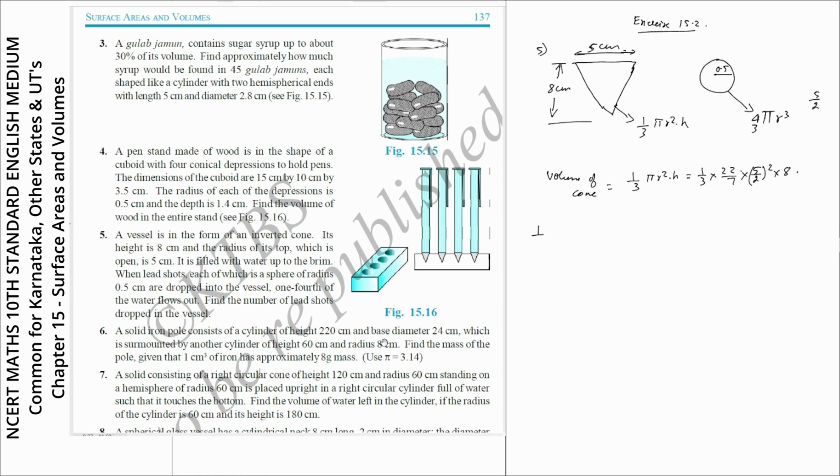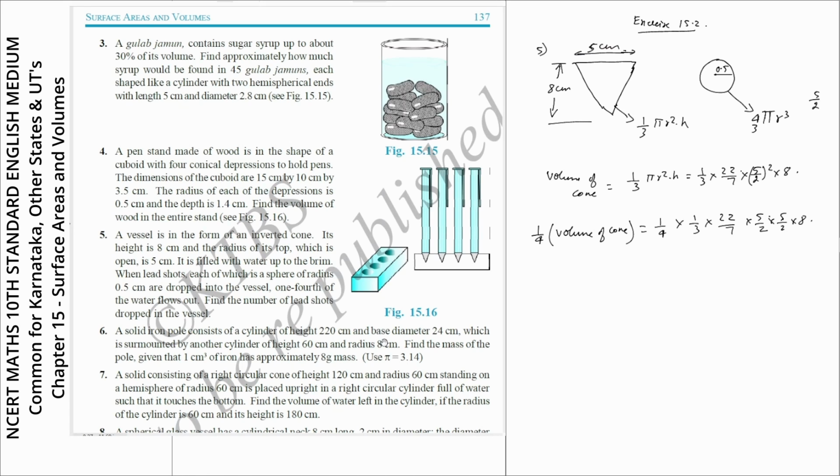So now what is 1/4? Sorry, how much water is coming out? 1/4 of the water. 1/4 the volume of cone is equal to 1/4 into 1/3 into 22/7 into 5/2 into 5/2 into 8. So 1/4 volume of cone is this much.